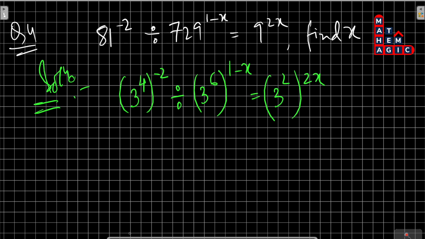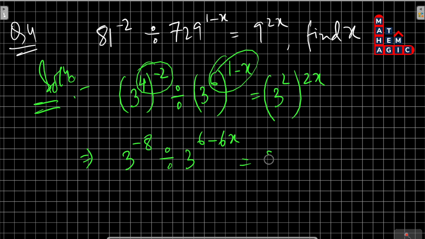So we are going to use again the same laws that we have seen and used here. There are multiple powers, 4 and minus 2, so they are simply multiplied. So I got minus 8. And again there are multiple powers, so I got 3 to the power 6 into (1 minus x), which is 6 minus 6x, isn't it? And this side we have 3 to the power 4x, right? Is it all right?